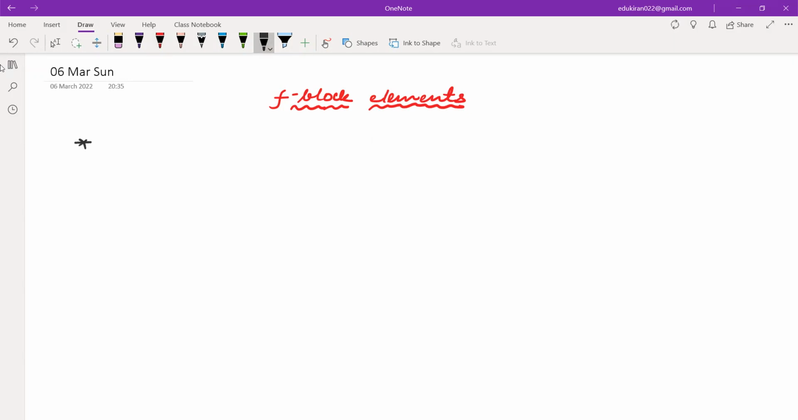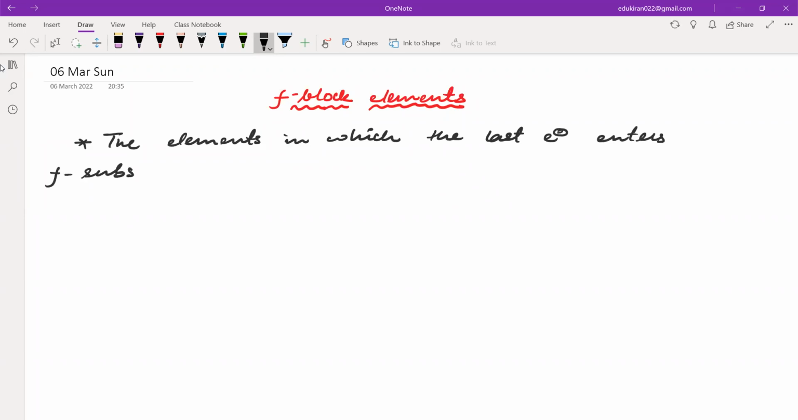So generally speaking, the elements in which the last electron enters the F subshell are called F block elements. Now, where is the F block situated in the periodic table?